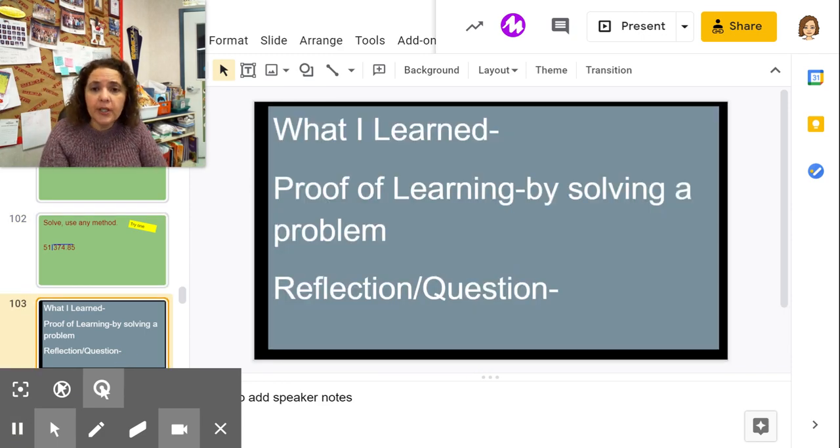So write down what you learned today. Proof of learning by solving a problem. So you can either do a single digit or a double digit divisor, but make sure your dividend has a decimal in it, okay?